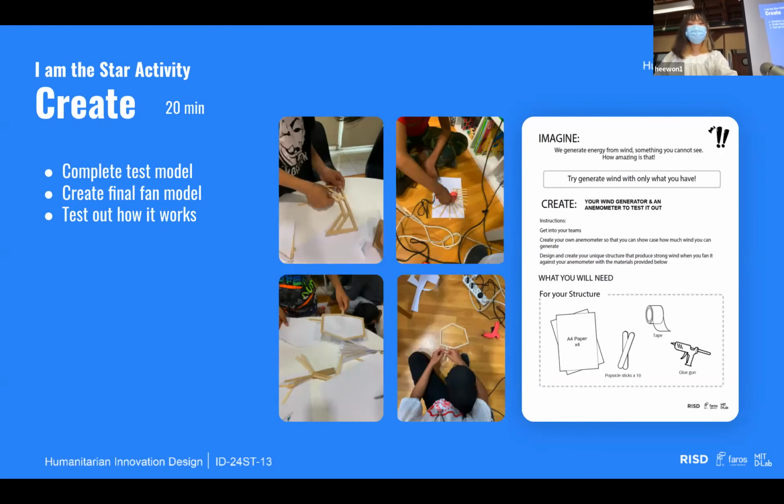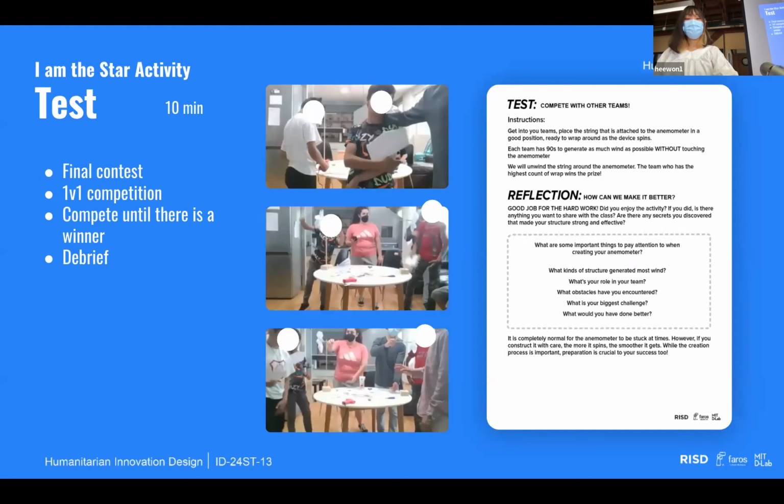In the 3rd stage, which is the create phase, the students will have 20 minutes to create their own fan model, and they will be tested out with the windmill. So when the 20 minutes are up, all the students will gather around the windmill and compete against each other. There is a wooden block that is tied on the back of the windmill with a string, and as the windmill spins, the block rises up. The group that successfully raises the block to the top wins first.